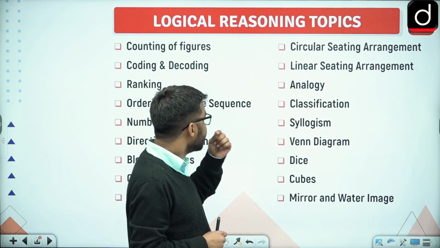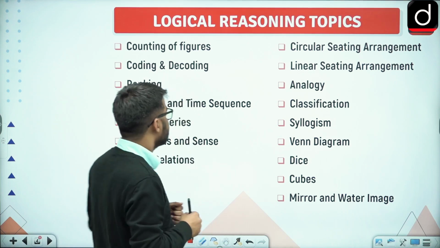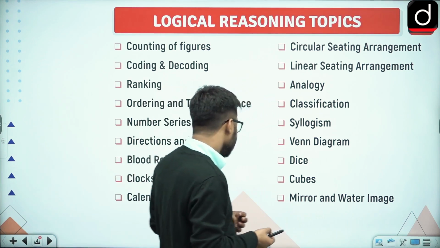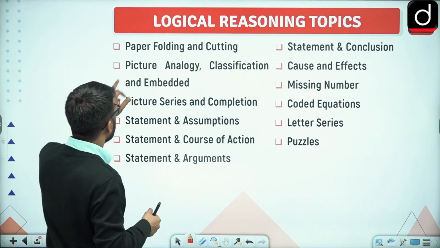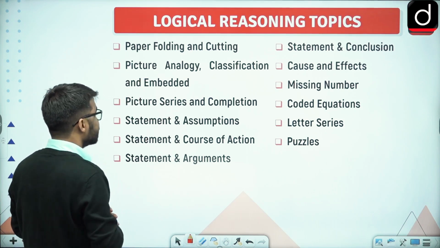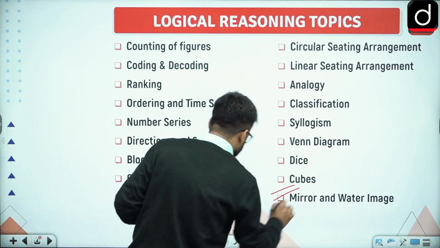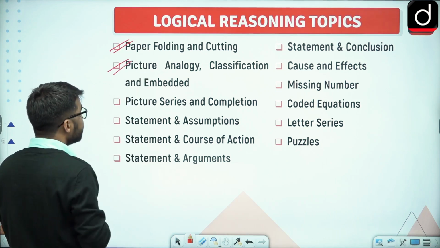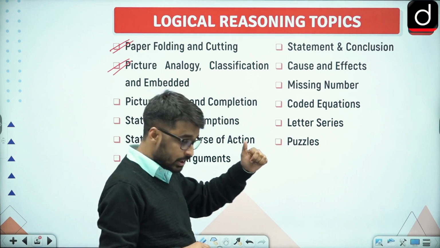Generally it is combinedly known as sitting arrangement, and you must have seen sitting arrangement questions in previous years as well. Analogy, classification, syllogism, Venn diagram, dice, cubes, then mirror image and water image, paper folding and cutting, picture analogy, classification and embedded figures, picture series and completion. Now when I talk about these topics, mirror and water image, paper folding and cutting, picture analogy, picture classification and embedded figures, these are part of your non-verbal reasoning.